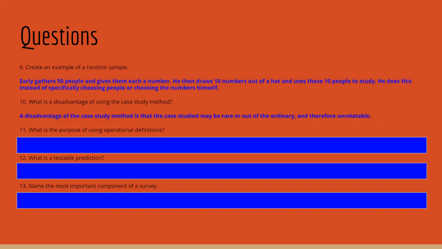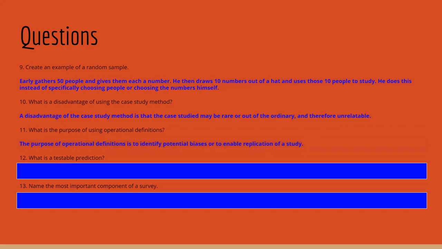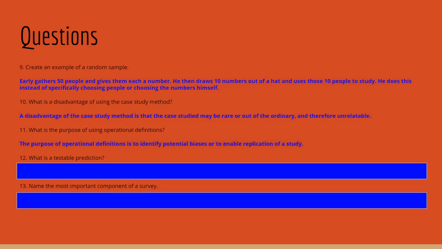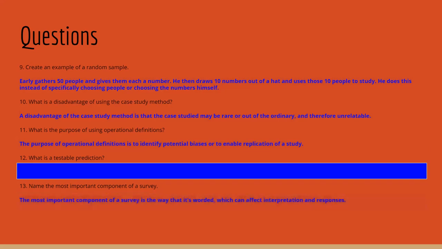All right, what's the disadvantage of using the case study method? Remember, it can be inaccurate if someone is rare or out of the ordinary, and it's unrelatable to other people. What's the purpose of using operational definitions? It's to identify certain biases or to enable the replication of a study. What is a testable prediction? That is a hypothesis, and I don't know why it didn't show it. That's weird. Name the most important component of a survey. That is how it's worded.